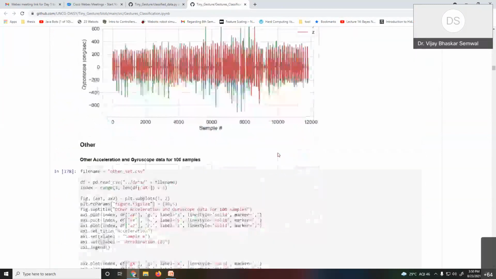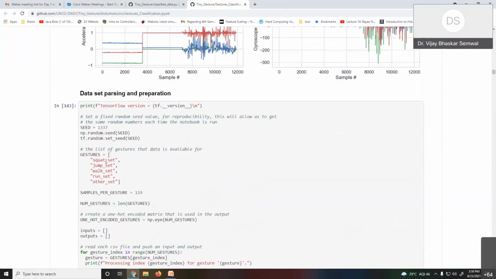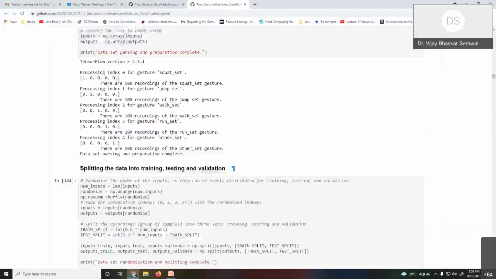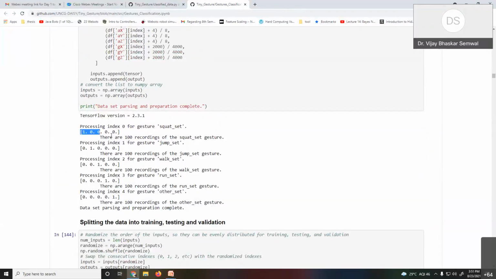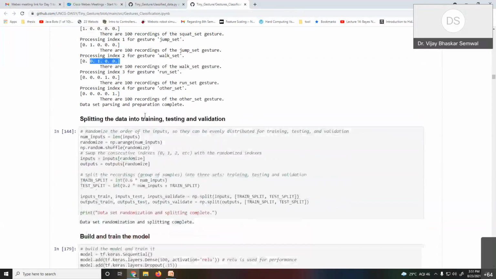Once it is done, you will prepare the model. This is where model preparation happens. Before this, there is dataset parsing and preparation. Here I am using a one-hot encoder. You can see 100 for the square gesture, 010 for jump, 001 for walk, and this way I have divided into output labels. Then I am splitting the data into training and testing using Keras, a very famous tool: 60% for training, 20% for validation, and 20% for testing.